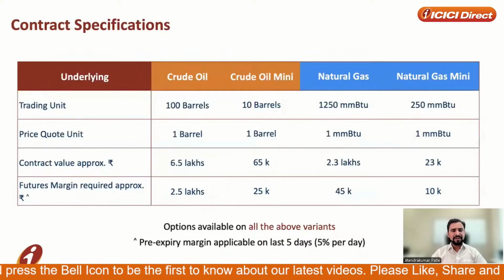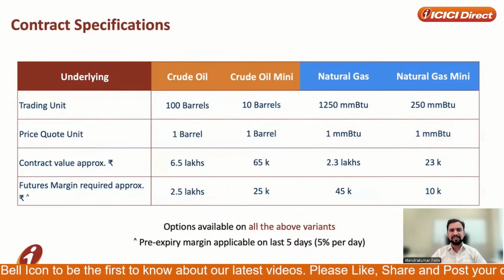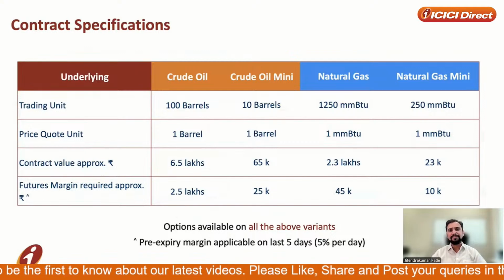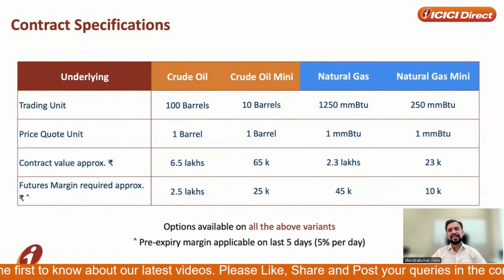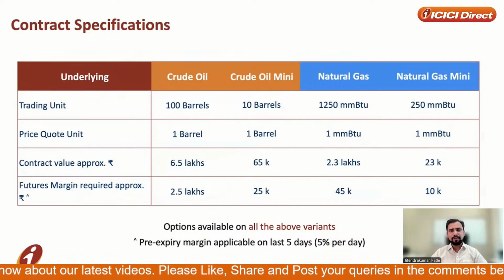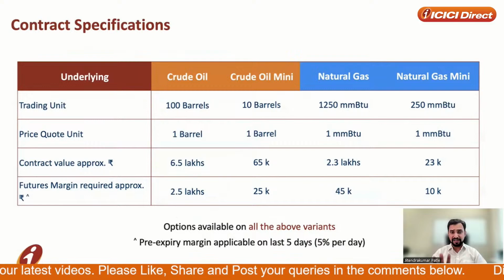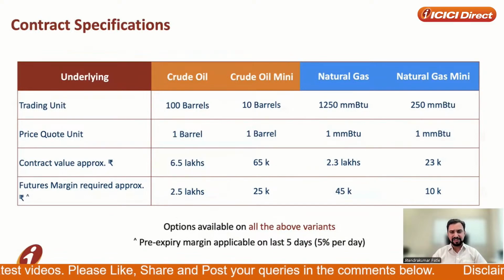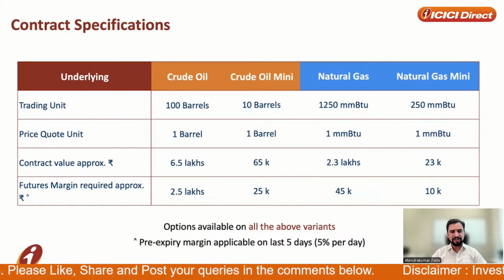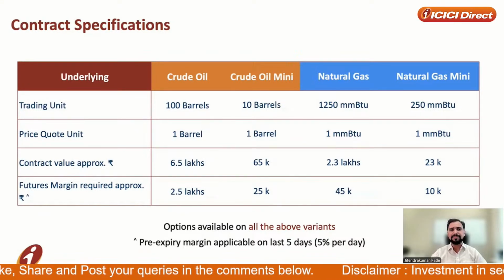Moving ahead, these are the contract specifications. Crude oil is a 100 barrel contract. Crude mini is a 10 barrel contract. Natural gas is 1250 MMBTU. MMBTU means million metric British thermal units. And similarly, natural gas mini is 250 MMBTU. And all these four commodities are available in options as well. But please make sure that you read all the margin and other details, because in all these energy commodities, if you are entering into future trades, in the last 5 days there is an incremental pre-expiry margin.